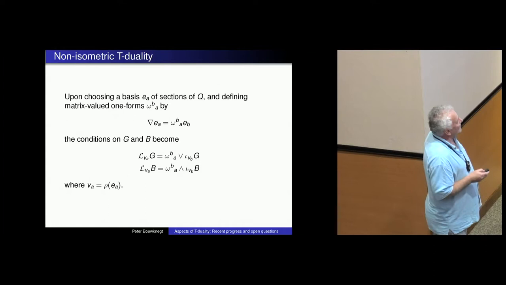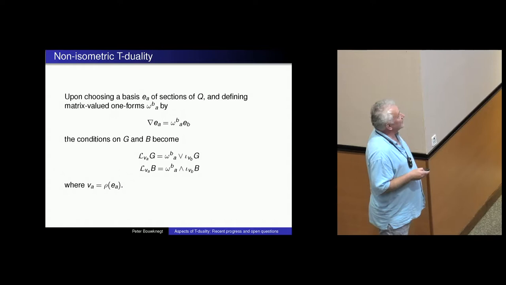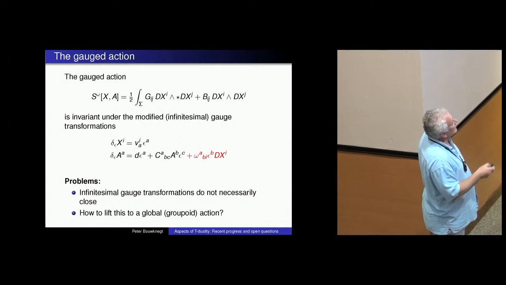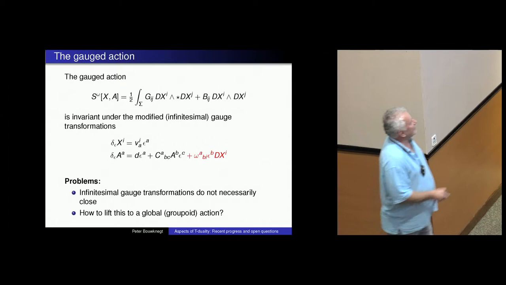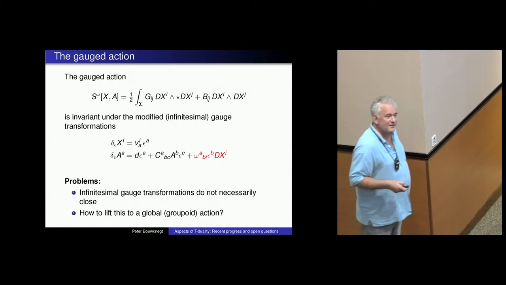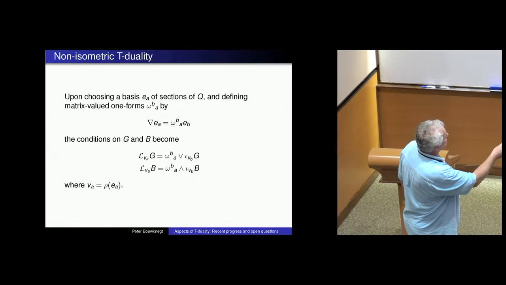But anyway, this is more general than what I had before. So the actual model looks the same way. So this is the gauged model. But in order to compensate for the fact that G and B are not invariant, I need some extra term in my gauge transformations, and that has this connection one form in it. So under these transformations, this becomes a local invariant. So this particular variation cancels the additional variations over here.